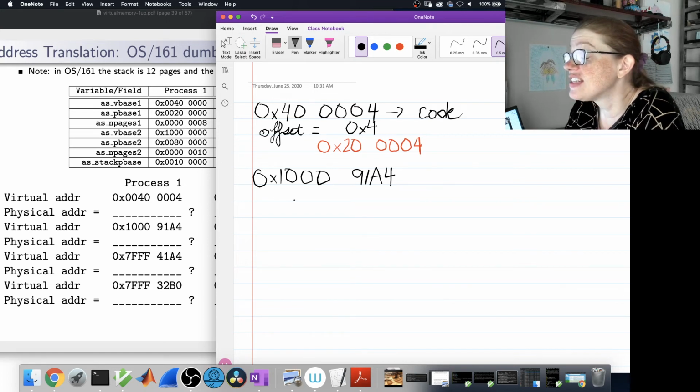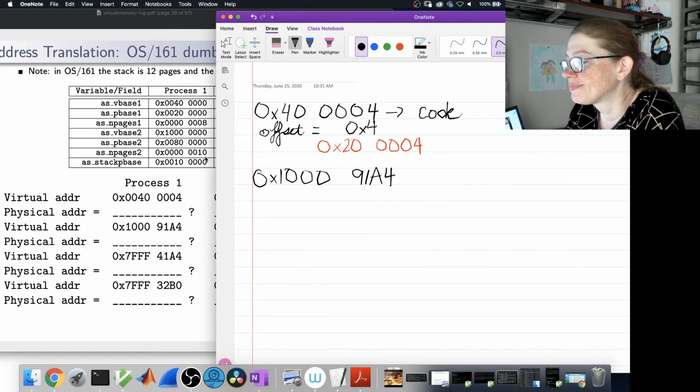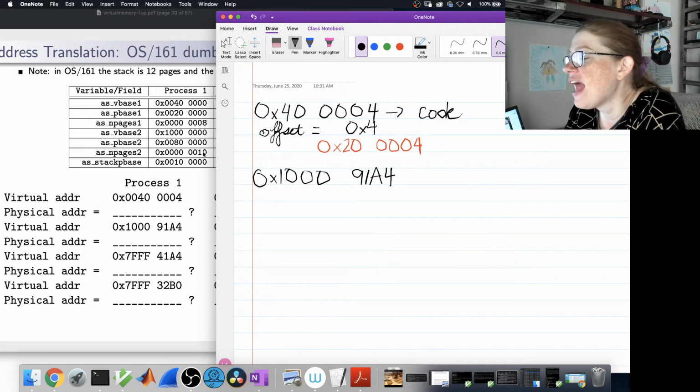So our address is definitely bigger than the base, but is it smaller than the top? And I see that this segment has 16 pages. Sorry, I converted that number to decimal here. So I actually realized very quickly that indeed this address is less than the top, which means that this is in the data segment.